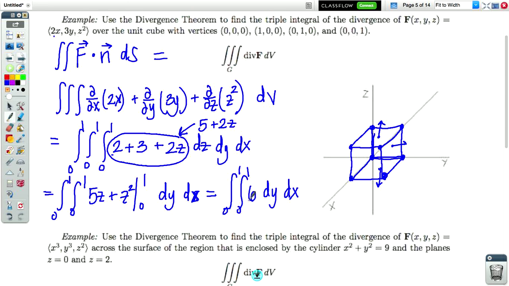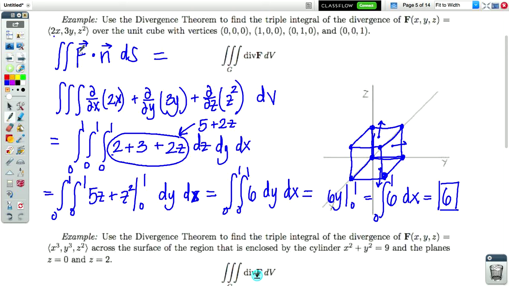Now when I integrate 6 with respect to y, that becomes 6y from 0 to 1, which is just 6. And then I'm going to integrate that from 0 to 1 with respect to x, which is again just 6, and that's my answer.